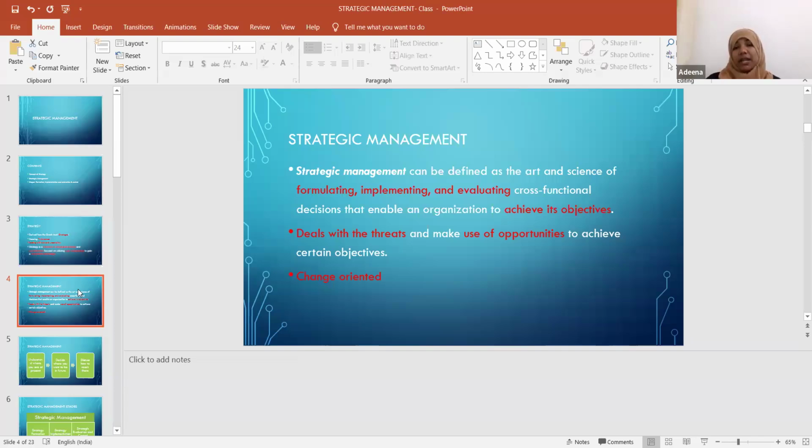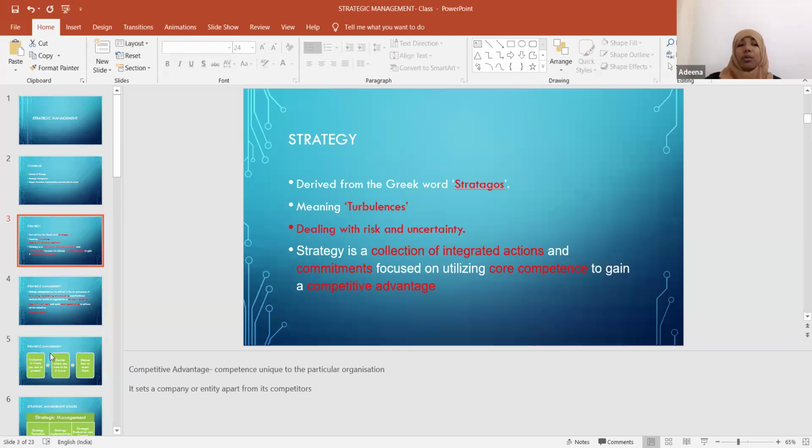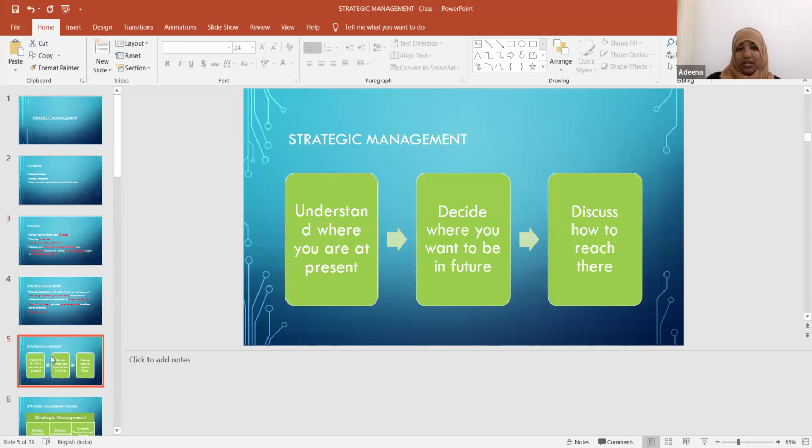And by nature, strategic management is change-oriented. So an organization's strategic management is never static. When a change happens, the organization adapts to the change and redefines its strategy to deal with the change. So we have seen strategy and strategic management. Now let's see the various stages of strategic management. In simple words, strategic management means understanding where the company is at present and deciding where the company wants to be in future. And in between, they discuss how to get from there to where it wants to be.